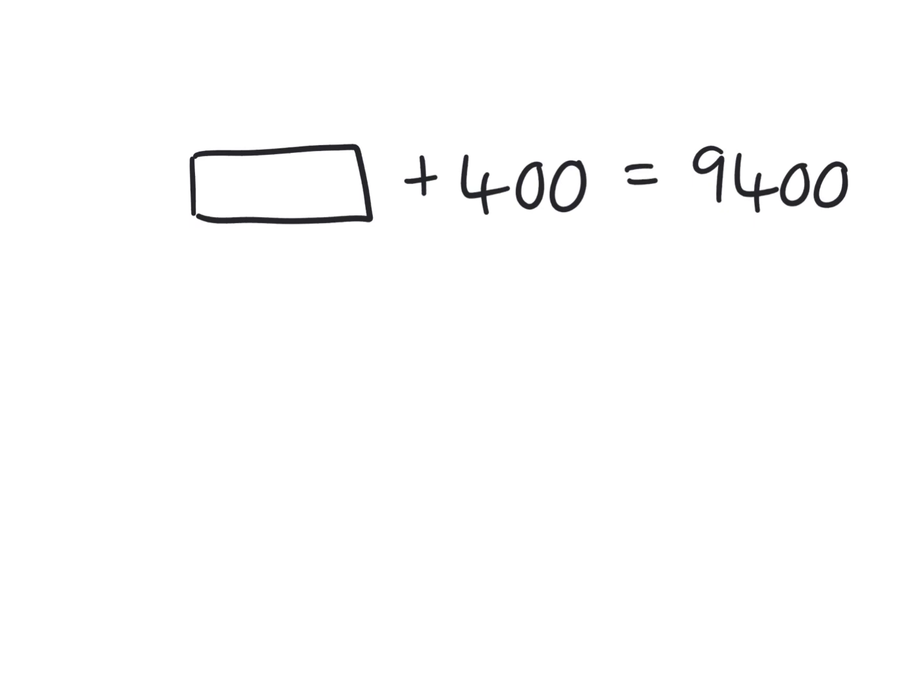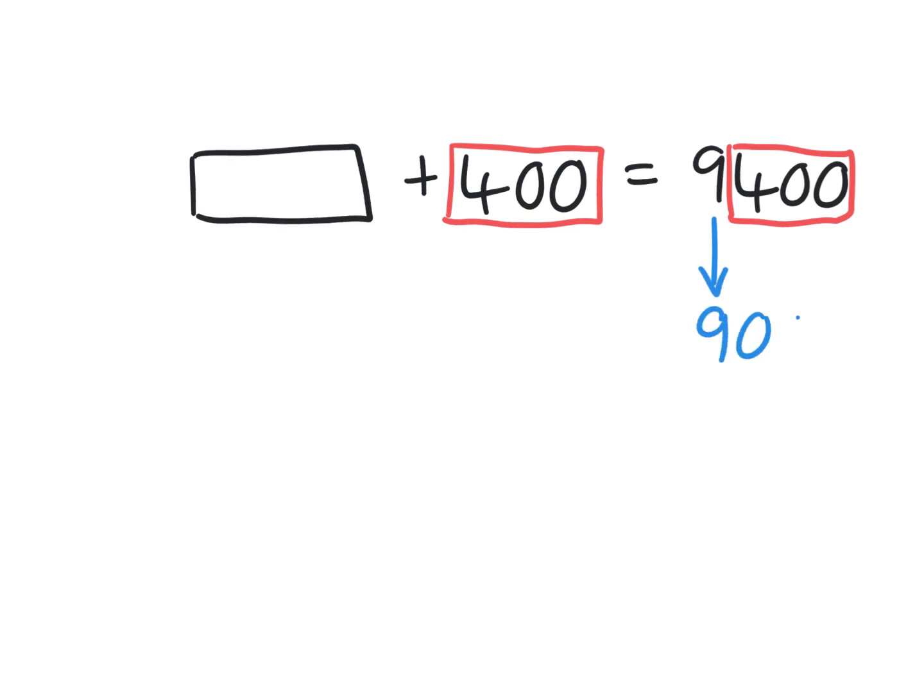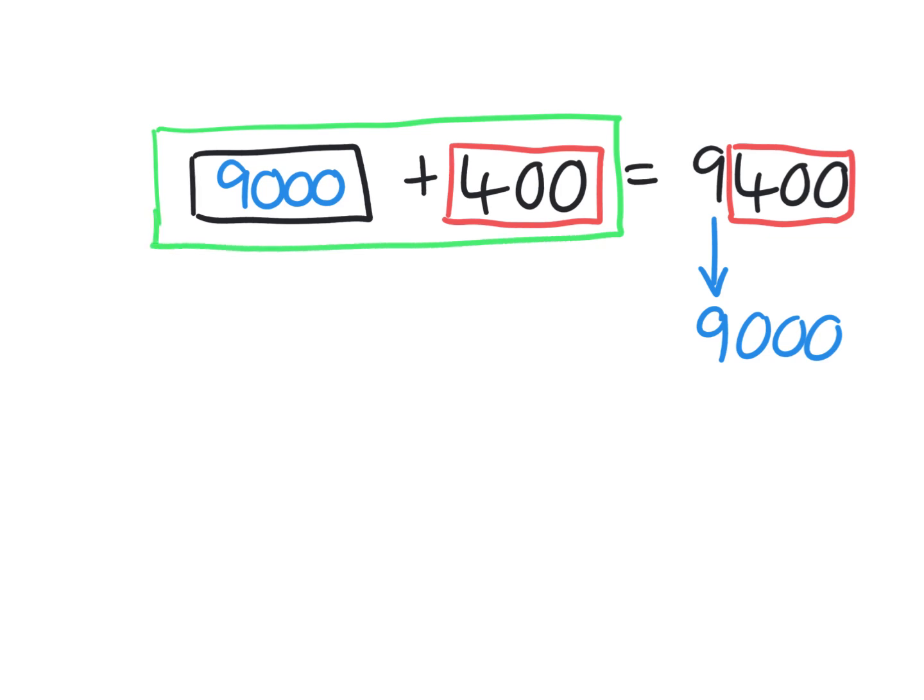We've got the 400 here, which is this part of the 9,400, and then we're missing this part, which is the 9, and it's not a 9, it's 9,000. And that's our missing value in here. And when we read it back to ourselves, 9,000 plus 400 gives us 9,400 in total.